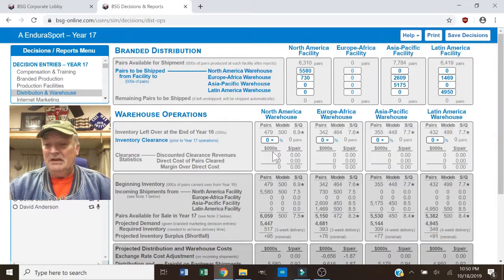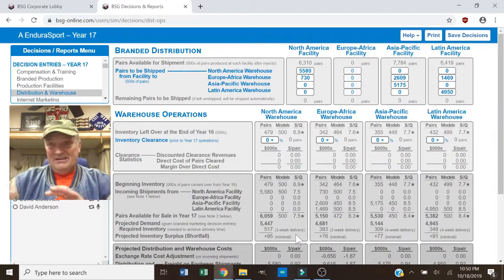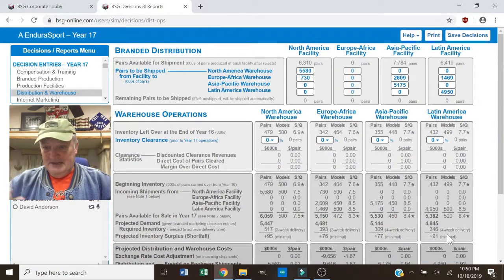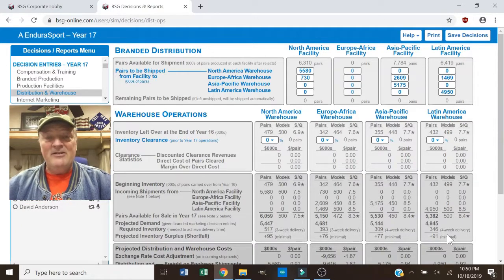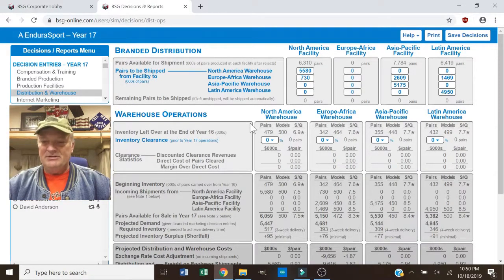Right now, I'm looking pretty good. I've got 95 pairs, 76 pairs, 77, and 91. I'm actually pretty good because I did some tweaking earlier. I'm not going to discount any of my shoes. It's just up to you to figure out what you want to do and how that relates to other numbers.